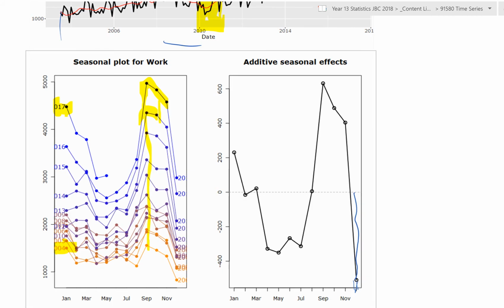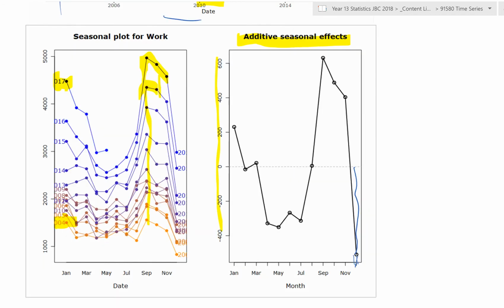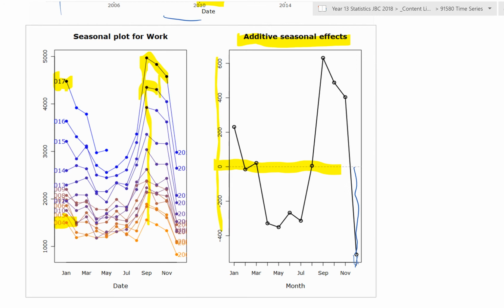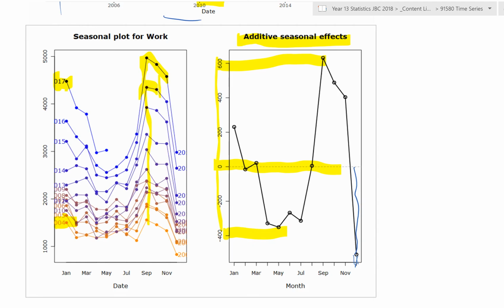Okay, and then if we go across to the additive seasonal effects graph, that has a different scale, right? Notice how it's got 0 where the dotted line is. Then it goes negatives and then it goes positives. So what that scale is, it's the average distance from the trend line. So positives mean above the trend line, negatives mean below the trend line. And so if you look at September, the fact that it's just over 600, that's saying that on average, there are 600 more people arriving to New Zealand for working purposes than the trend.